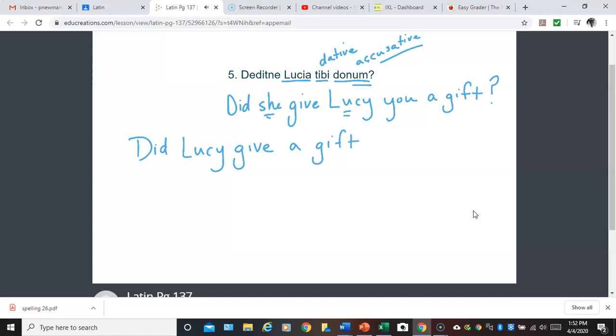And then tibi is the dative form. I'm sure you remember the song, tu, tui, tibi, te. Tibi is the dative, which means you. So did Lucy give a gift you? Did Lucy give, and I'm going to erase this so it's a little smoother, give a gift to you? And we can also say, did Lucy give you a gift? It's not changing the meaning of that sentence at all.